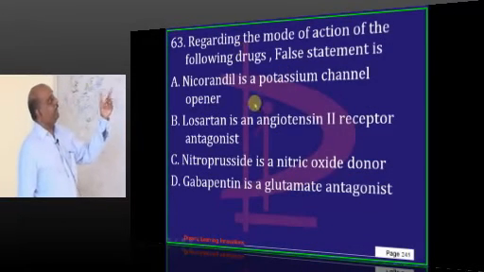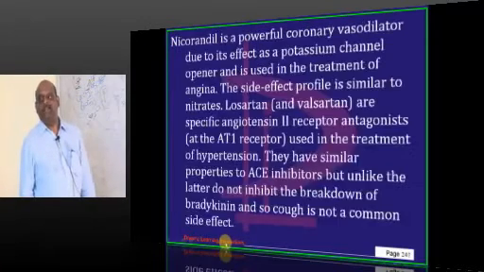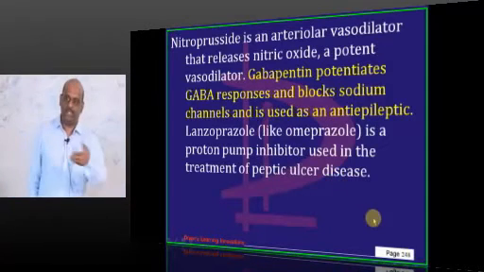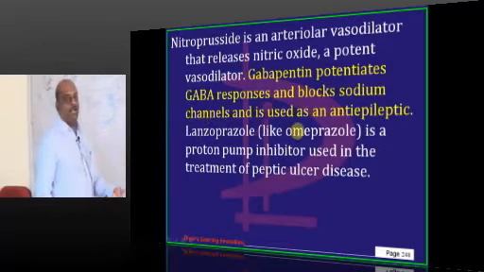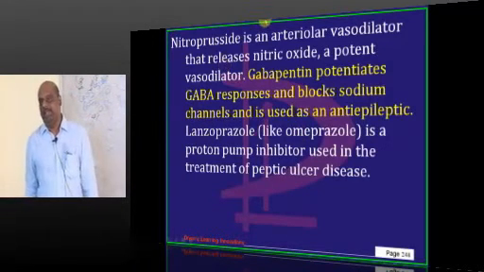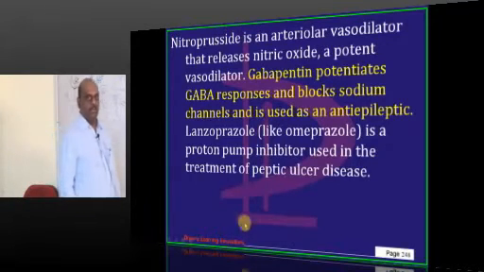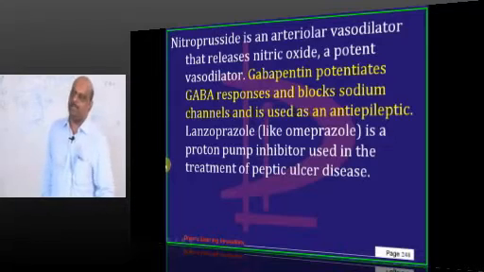Then, what is the mode of action of the various drugs? How does gabapentin act? Gabapentin potentiates the response of GABA, which is an inhibitory neurotransmitter, and it will block the sodium channels, and that's how it acts as an anti-epileptic. What are the only 2 drugs you can give in absence seizures? Not all anti-epileptics, ethosuximide and valproate.